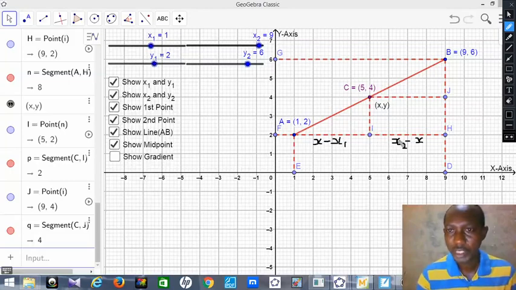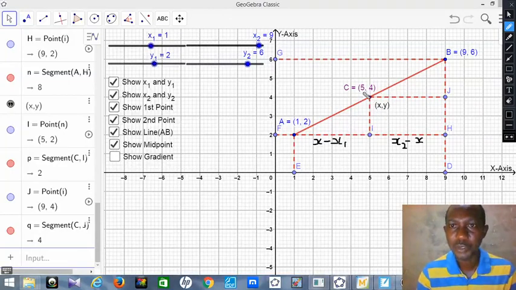x minus x1 is equal to x2 minus x. Then from there you make x the subject. That will give you the coordinate of this value x. If you solve with that, you will get 5 as your answer.